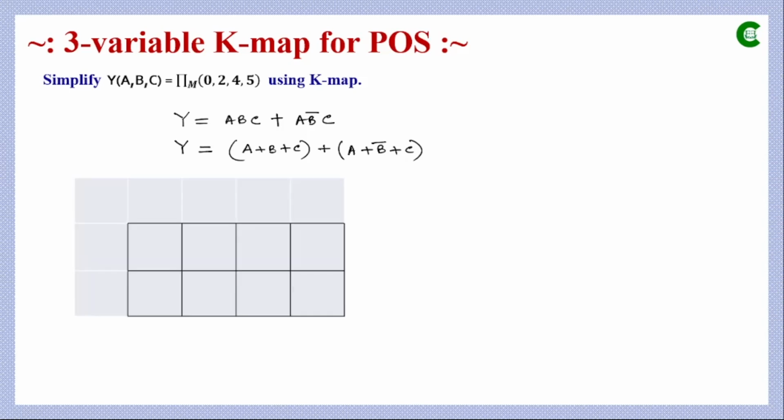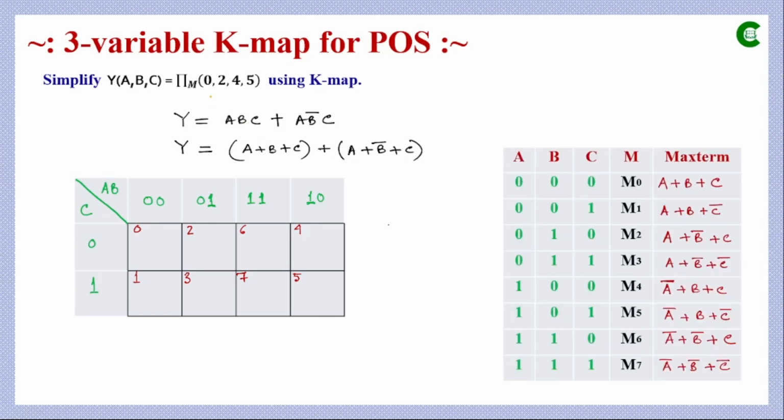So in the first step, we'll draw the K-map, then we will complete the marking of the variables and their corresponding values, which is the same as Minterms or SOP. Then we will complete the marking of the cells, which is also the same as SOP or Minterms. So in the given function, what are the Maxterms? 0, 2, 4 and 5. For those Maxterms, the corresponding cells will be filled with 0 and the rest of the cells will be filled with 1, and we will group the adjacent cells based on zeros. Then the next step is grouping of adjacent cells.